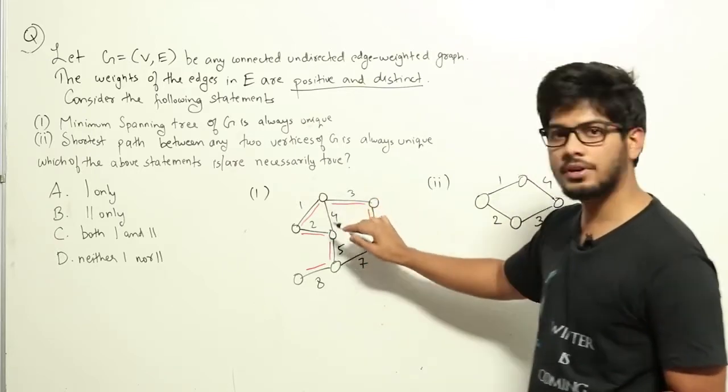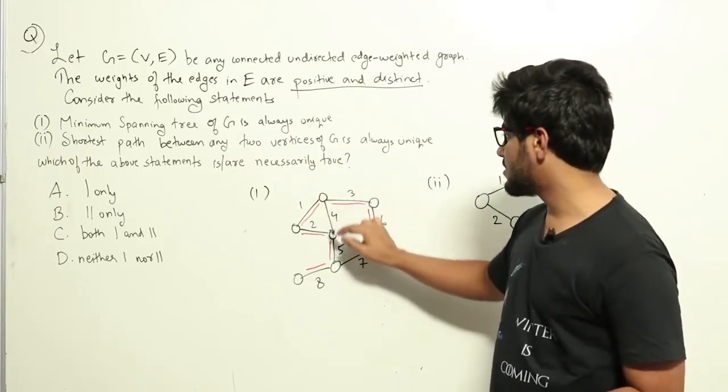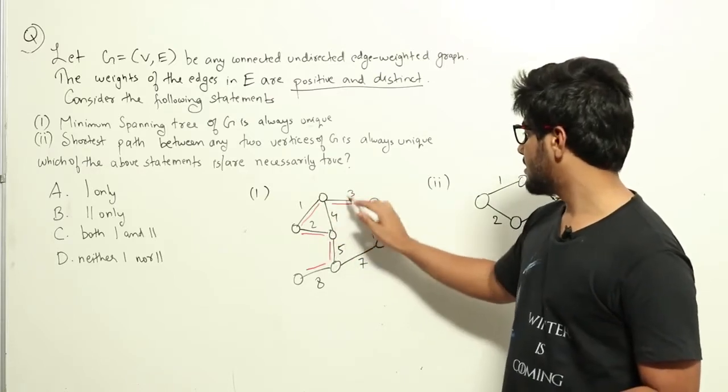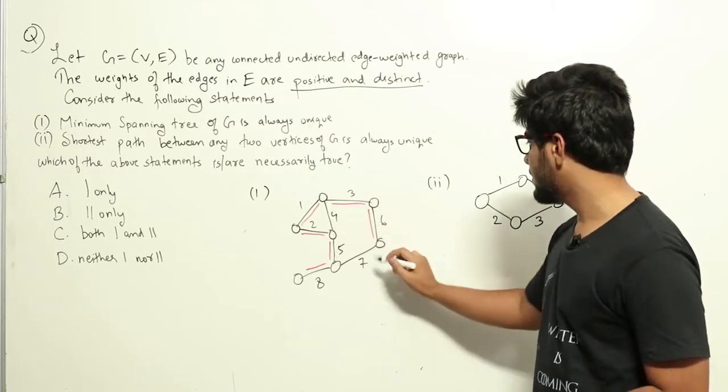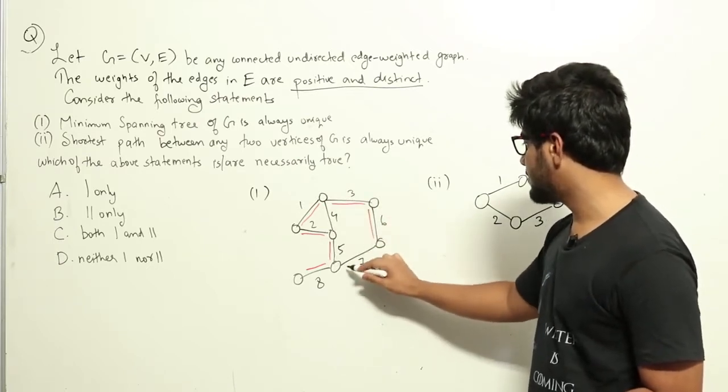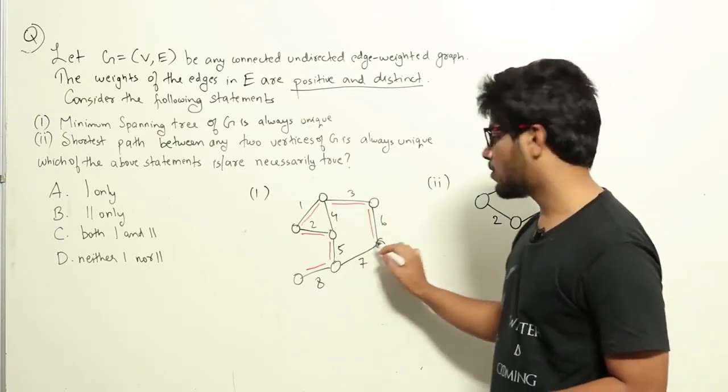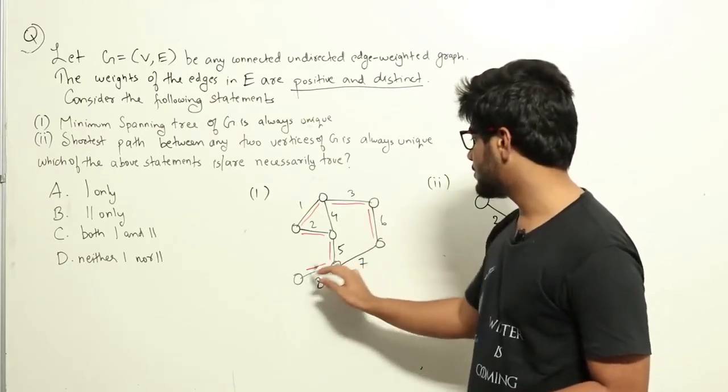It won't choose 4 because it is connecting two vertices which are already in the minimum spanning tree. It will choose this one, 5. After that, it will look at 6. It will choose this. It will not take this edge because it's connecting two nodes already in the tree, and it will choose this edge.